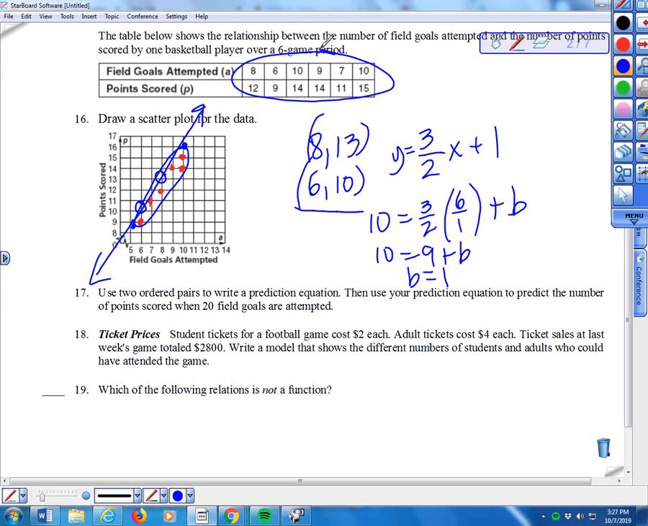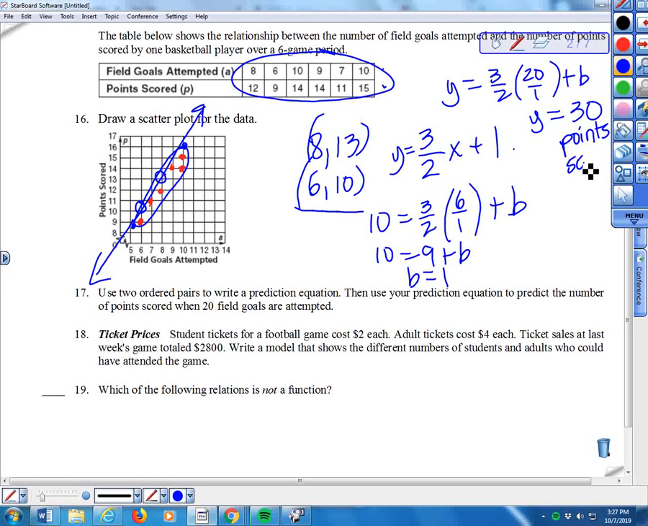Okay? So now it says, predict the points scored when 20 field goals are attempted. Well, 20 is X. Points scored is Y. There's my equation, so I'm going to put 20 in here. Y equals 3 halves times 20 plus b. 20 divided by 2 is 10, times 3 is 30. Points would be 30 points.